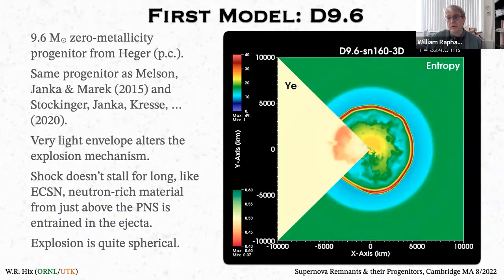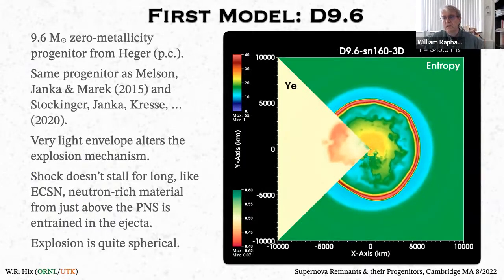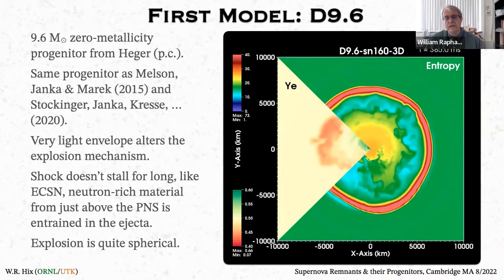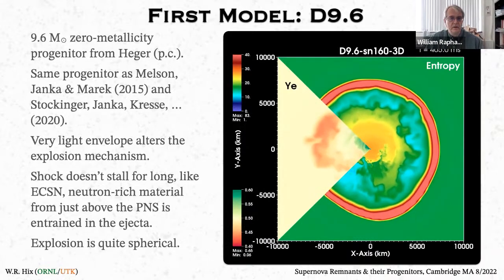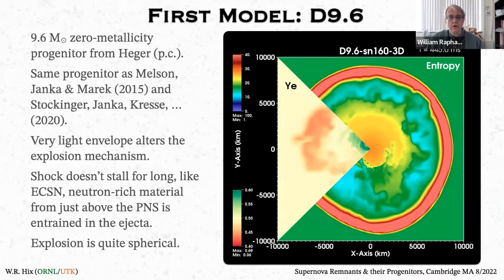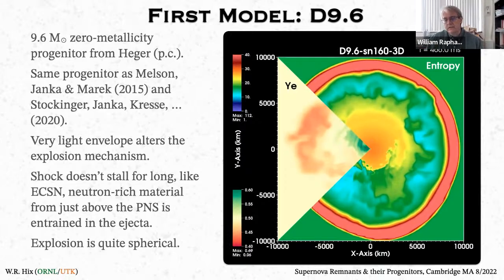So the test we picked for it was this D9.6 model. D is our designation for the version of Chimera that it is. 9.6 is the progenitor mass. This is the model from Hager, where Alex was trying to produce a very, very light iron core. What you see on the right is essentially the last couple hundred milliseconds of the evolution in entropy for most of the image, and then in Ye on the left, the electron fraction. And so this is the structure that results from this model. It's a very, very light iron core.